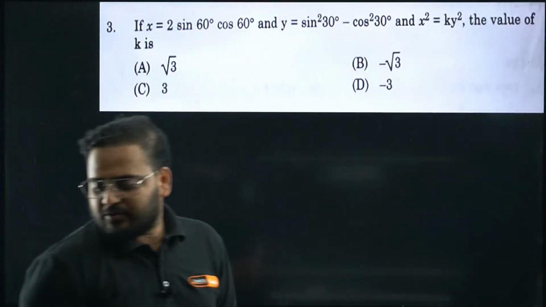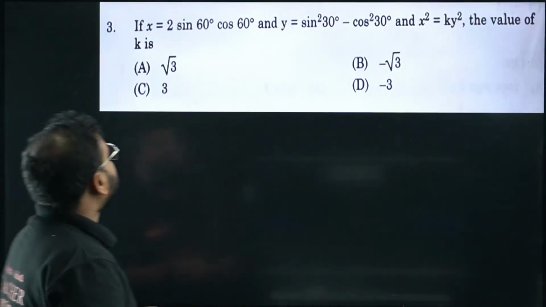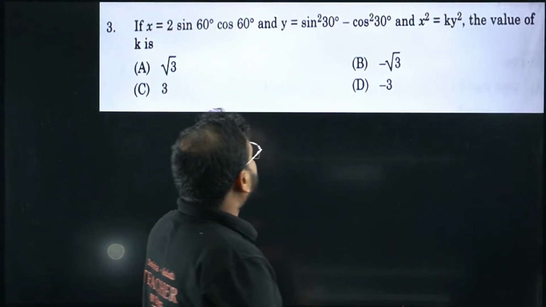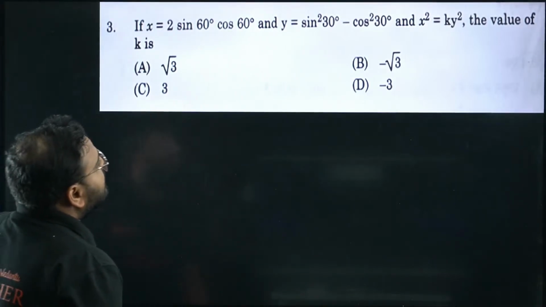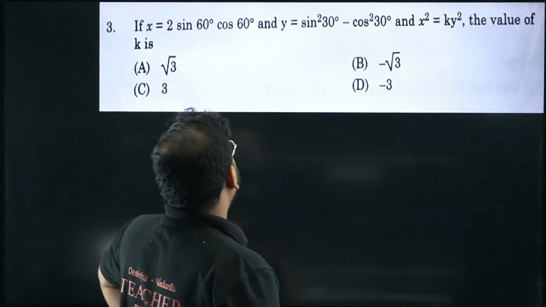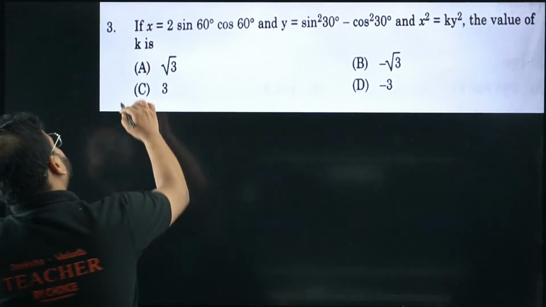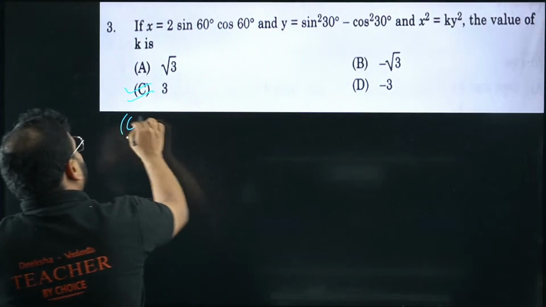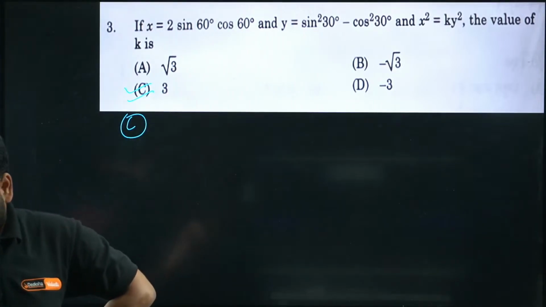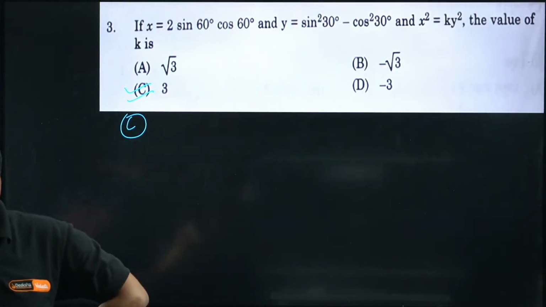Chaliye. Question number 3 now. If x is 2 sin 60 cos 60, y is sin square 30 minus cos square 30, find the value of k from that equation. So it will come as option number C. Please check. It will come as option number C.